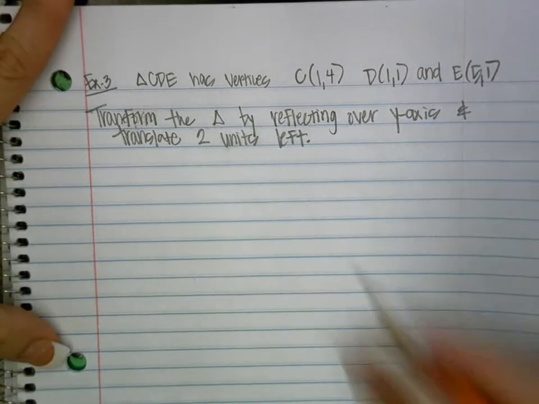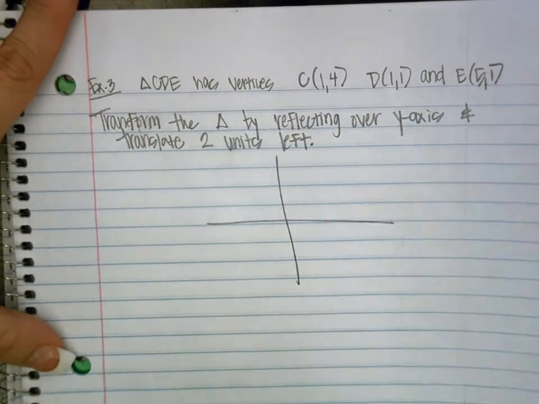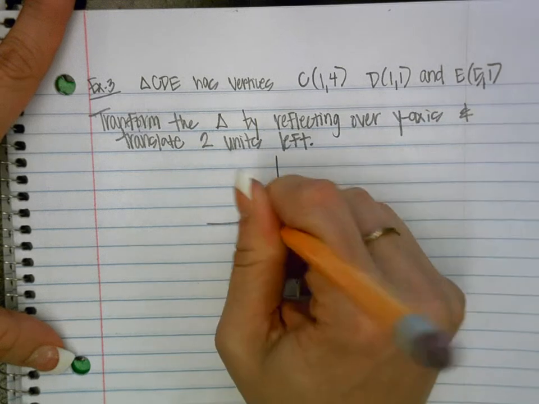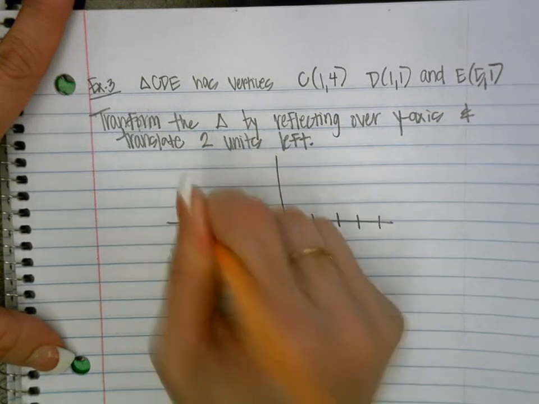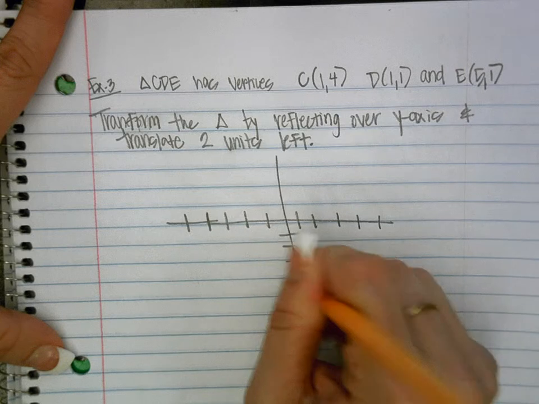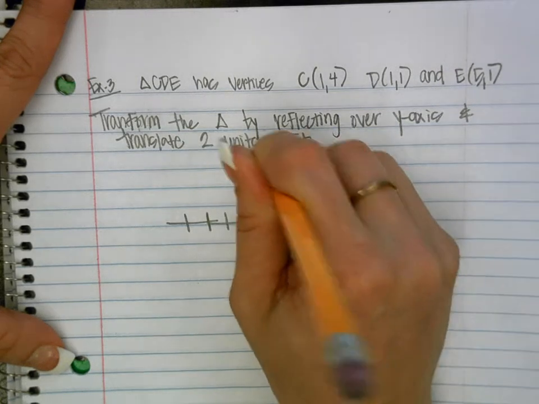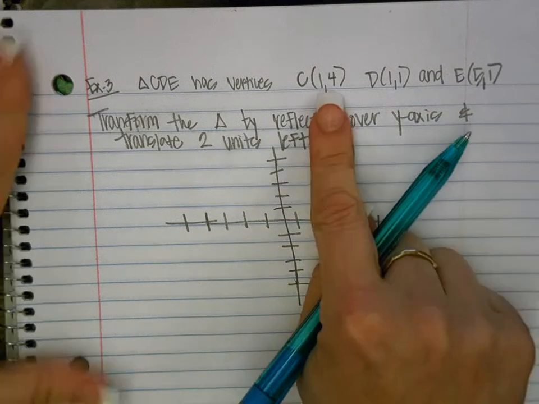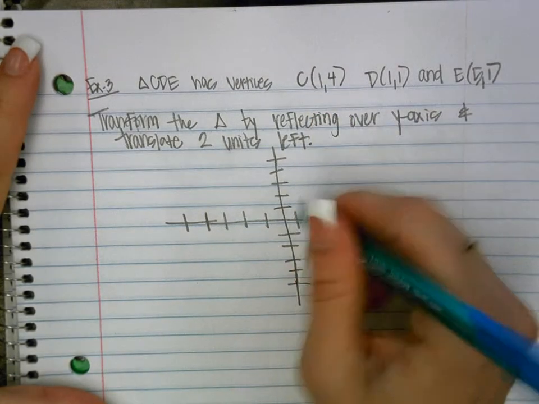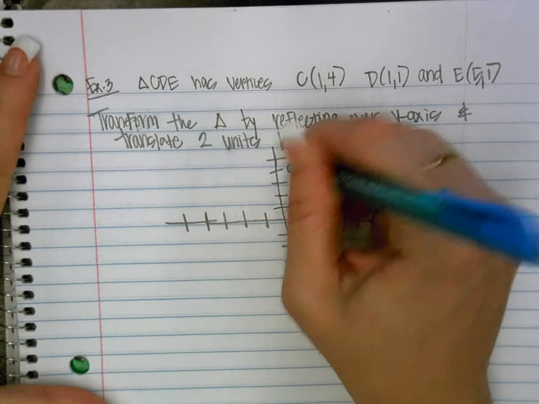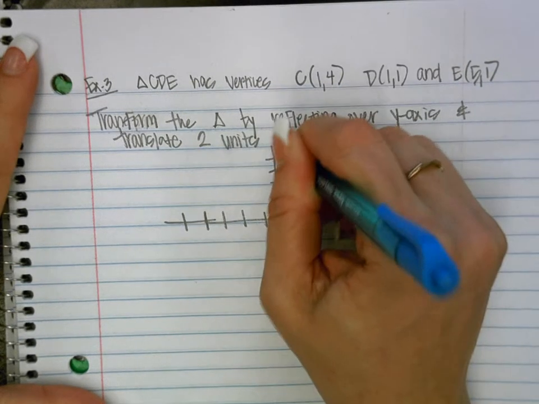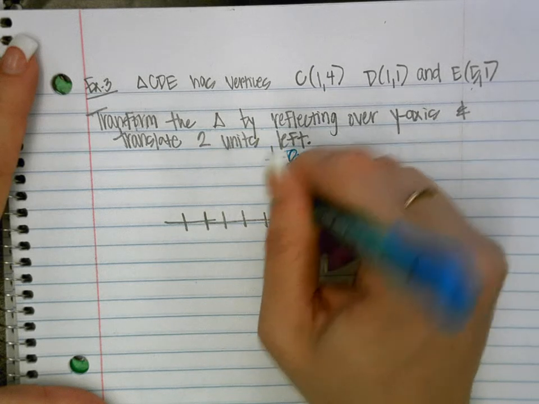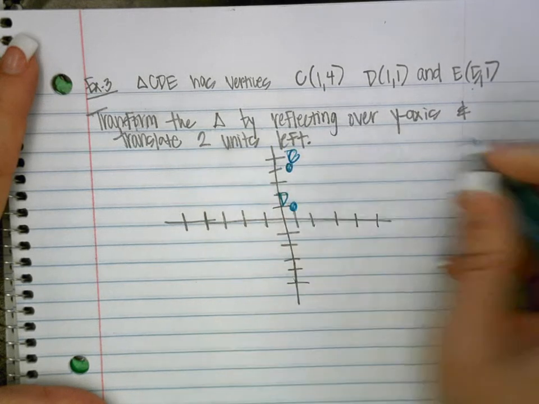Okay, so first thing I want you to do is we're going to draw it. You don't have to have grids. They don't have to be absolutely perfect. So you're going to need to go out about 5 spaces in each direction. So first thing I want you to do is start by putting in the vertices. So over 1 up 4. That's point C. Oops, sorry, I wrote the wrong letter. C. D is over 1 up 1. And E is over 5 up 1.